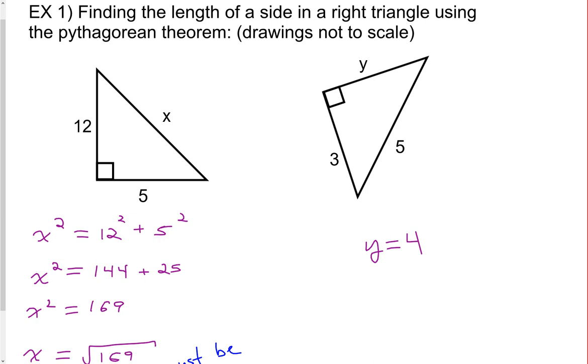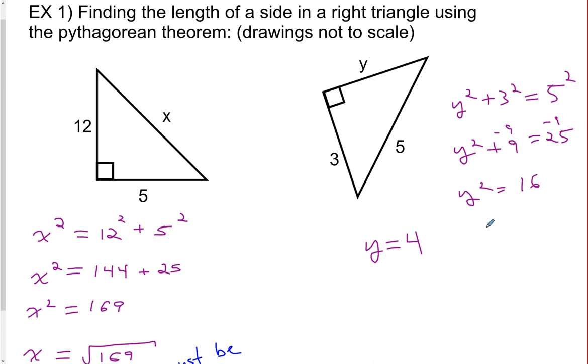Now, doing the second one, if you're already there, that's great. If not, that's okay. You would have said, aha, the hypotenuse is going to be 5. So I'm going to write the two other sides, y squared and 3 squared on this side, and I'm going to put my 5 squared over here. So that's going to be y squared plus 9 equals 25. Y squared, I'm going to subtract 9 from both sides. And so I'm going to end up with y squared equals 16. And then I got to take the square root of both sides.